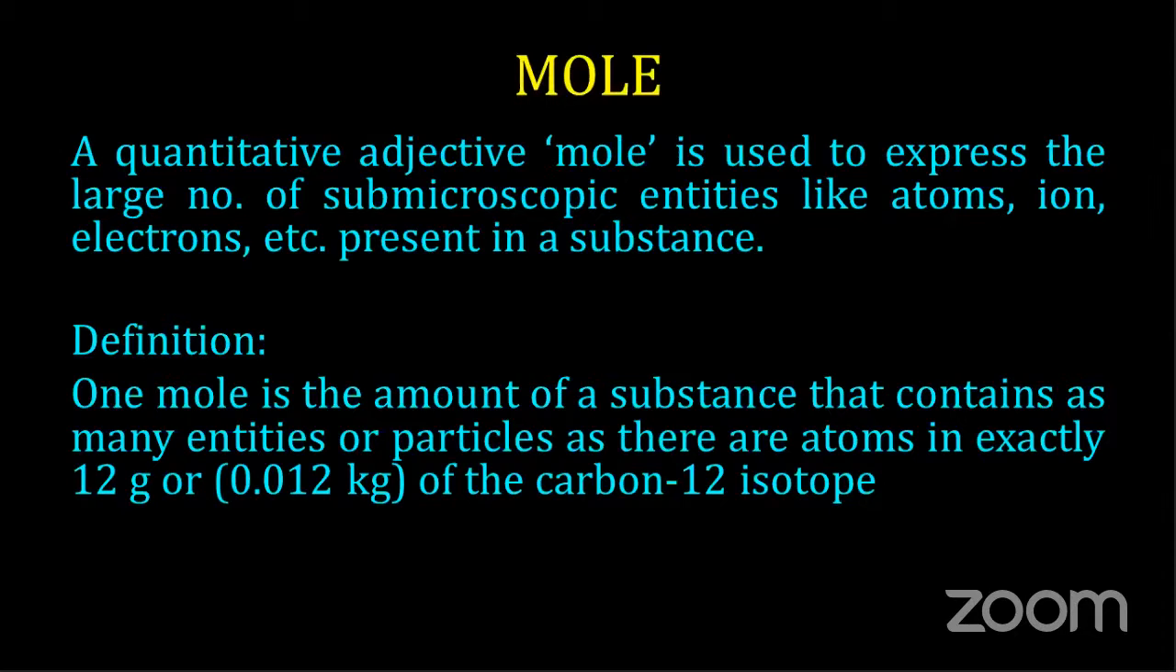So for comparison, in olden days, we used to take hydrogen. But the moment isotopes of hydrogen were discovered, the problem started. Because you know that there are 3 isotopes of hydrogen, 1H1, 1H2, 1H3. Then scientists said, okay, let us ignore hydrogen and take carbon 12 into consideration. And that's why in the definition, carbon 12 isotope comes.